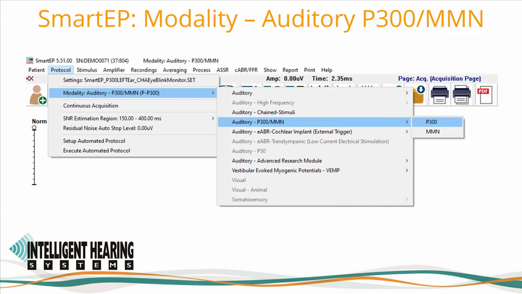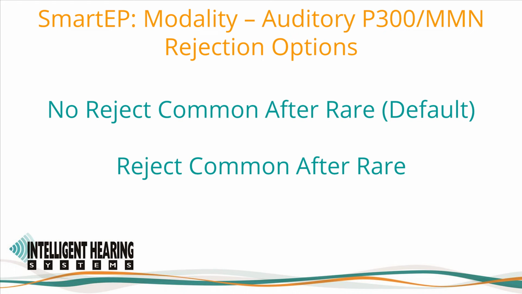To acquire the P300 MMN response, access the add-on modality Auditory P300MMN from the protocol menu. When in this mode, the intensity button of the SmartEP control panel will be replaced with a P300 setup button. This button opens a window where the testing paradigm can be defined. We will review this option shortly. But first, let's review artifact rejection.